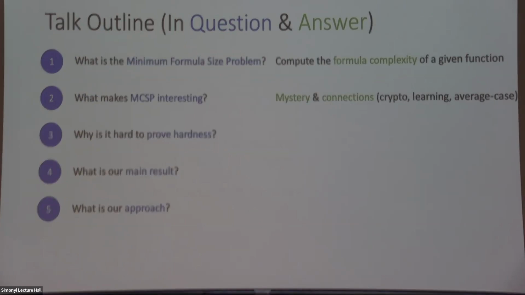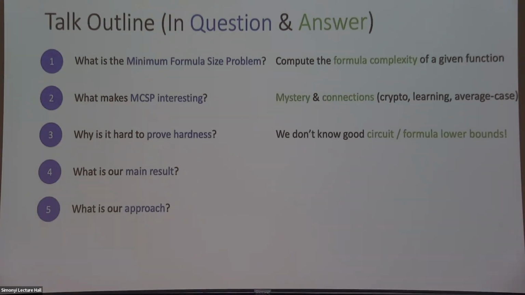So now let me just review what we've said so far. Define the minimum formula size problem. We said what makes it interesting is the mystery that surrounds it and the connections it has. I think fundamentally the reason why it's hard to prove hardness is that we don't know good circuit or formula lower bounds. So that seems to be the fundamental reason. I'll make an addendum on this later, but yeah.